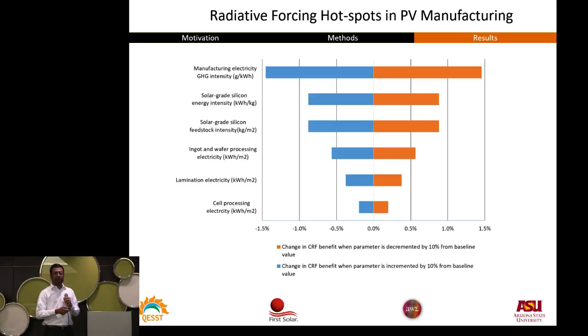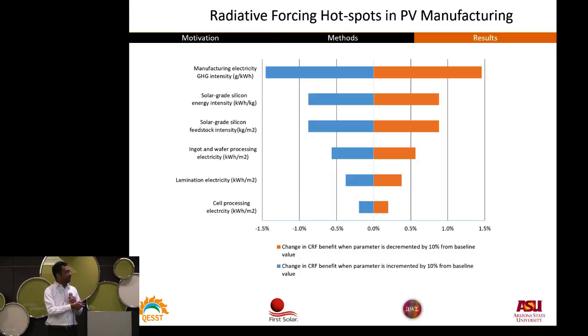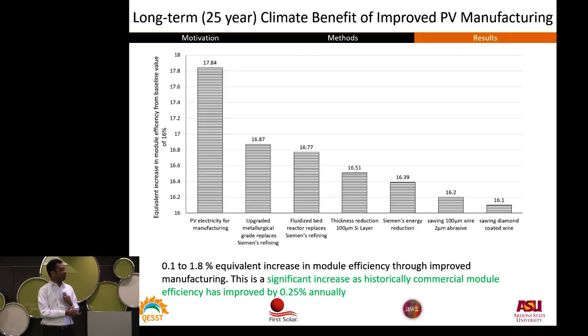So what we did next was, what are the improvements we can see if we actually address these hotspots? So we simulated scenarios to address these hotspots. Before I present the results, I'd like to get back to that equivalence concept, because module efficiency increase is equal to manufacturing efficiency increase. Both of them reduce greenhouse gas emissions. So the benefits from this manufacturing improvement that address these hotspots, I've actually quantified in terms of module efficiency improvements, just to show that we can achieve module efficiency improvements through manufacturing improvements if you're going to look at the whole life cycle, because both of them give climate benefits, both the approaches. So I'll be quantifying them in terms of module efficiency improvements.